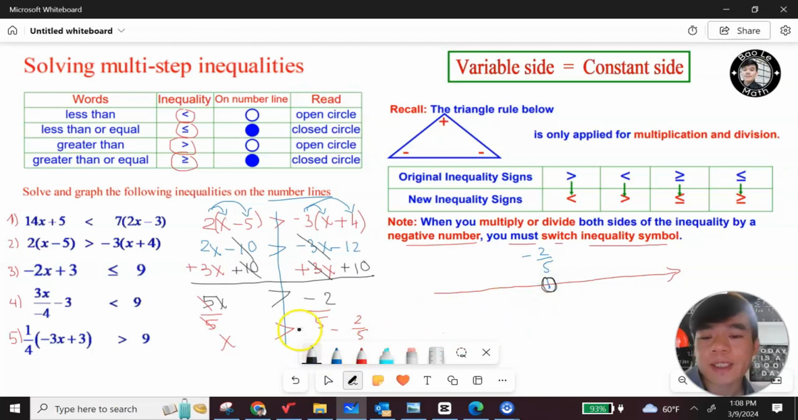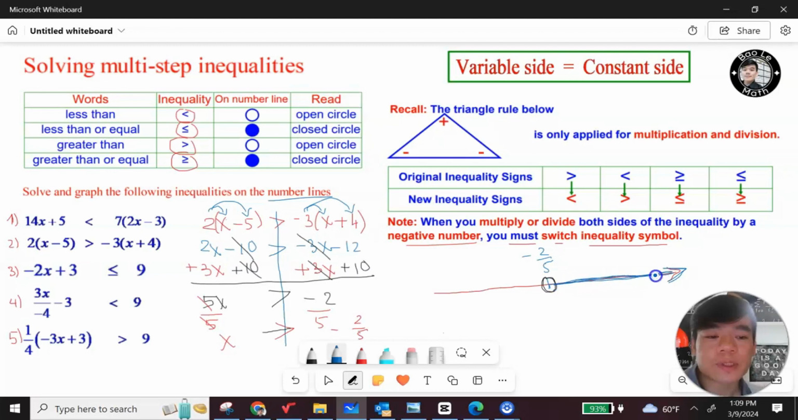Now here's the trick, and this concept is really important: variable on the left and constant on the right. So I see s on the left, negative 2 over 5 on the right, and this is greater than, right? So I put a line right here and create a new arrow. The arrow points to the right, from here all the way to the right. So the answer must be like this: negative 2 over 5 all the way to the right. And this is your solution.